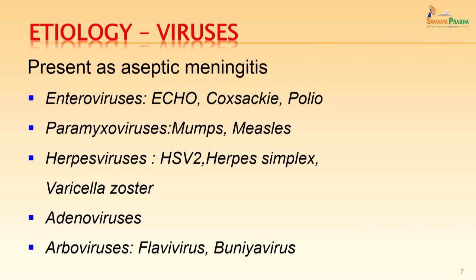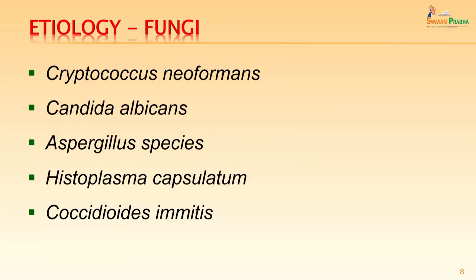The viruses which cause it usually cause a clinical presentation such as aseptic meningitis. By the word aseptic meningitis, we mean CSF is relatively clear and no inflammatory cells are seen in the cerebrospinal fluid. The common viruses causing meningitis are enterovirus, paramyxoviruses, herpes viruses, adenoviruses and arboviruses. Fungi can cause a type of chronic meningitis which we will be discussing in a subsequent lecture. Cryptococcus neoformans, Candida albicans and Aspergillus are the major pathogens. Parasites can also sometimes present as meningitis: Entamoeba histolytica, Naegleria and Acanthamoeba, the free living amoeba, and sometimes Toxoplasma gondii.